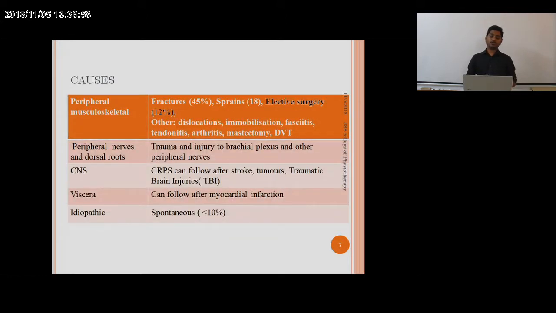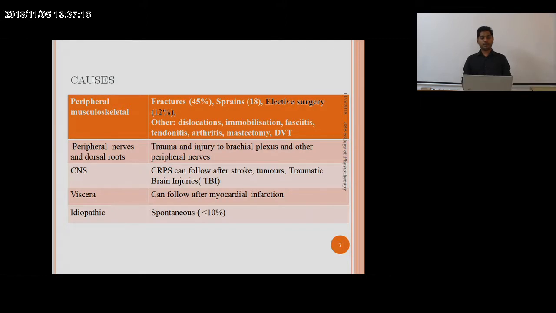When it comes to causes, there are multiple causes for a person to end up with CRPS or neuropathic pain: peripheral musculoskeletal causes, peripheral nerve or dorsal root causes, central nervous system, viscera, and idiopathic. These are some of the causes by which a person ends up with chronic complex regional pain syndrome.